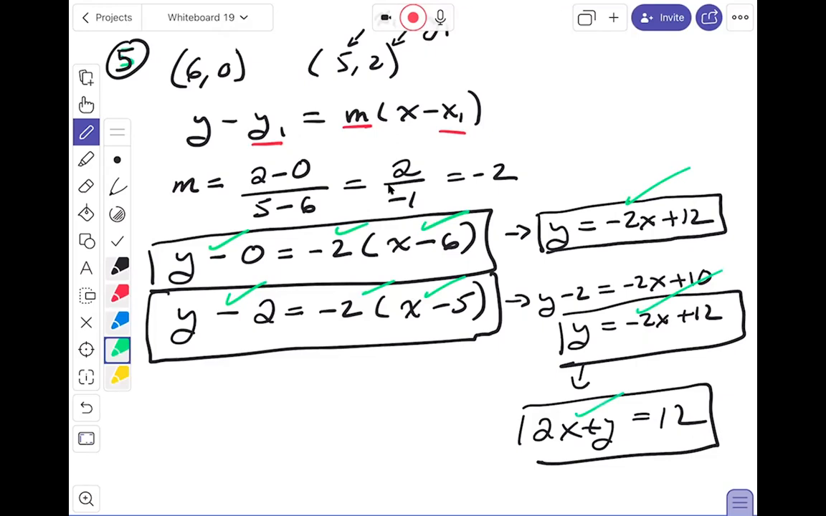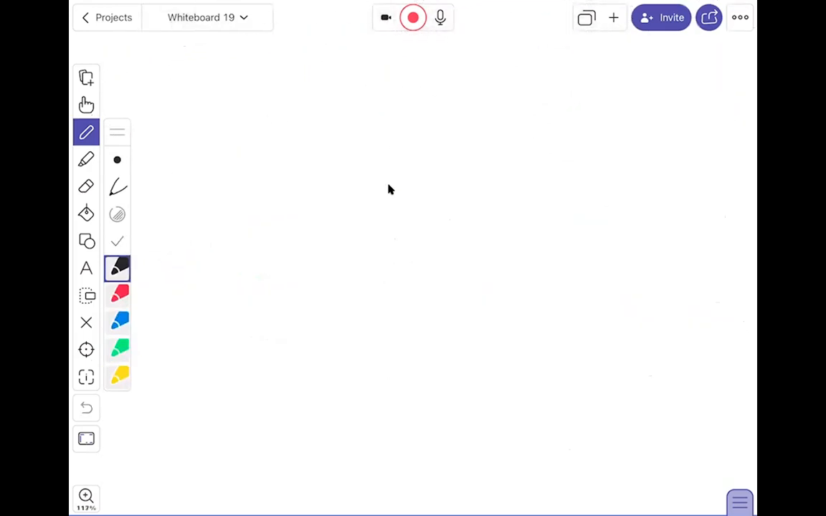Let's go through the names of these things. This is called point slope. This is called slope intercept. This is called standard form. All that stuff is labeled in your entry key. Let me go to the next one. And the next one is going to be number 6 now.